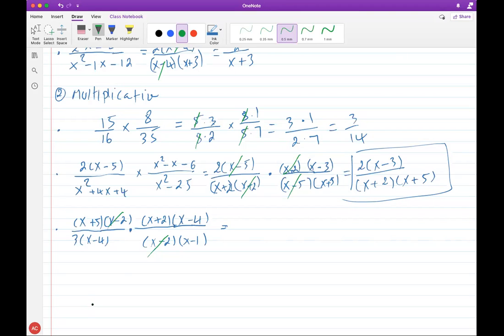What else cancels out? x minus 4. That's right. x minus 4, x minus 4. Anything else common to cancel out? No. That's right. So we're just going to keep what's left. We have x plus 5 here and x plus 2, and then we have 3 and x minus 1. And that's all.